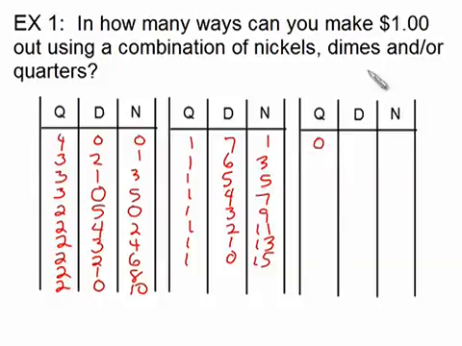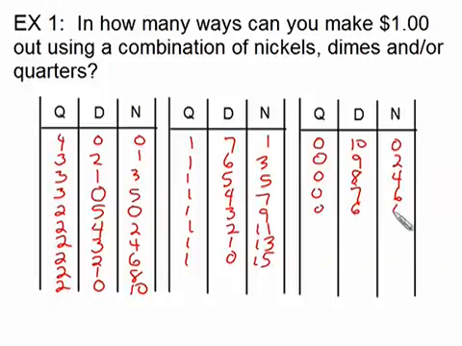Well, the most we can have for dimes to give myself $1 would be 10 dimes, and that would leave me with no nickels. Or I could have 9 dimes, which would then trade to 2 nickels. Or I could have 8 dimes with 4 nickels. I could have 7 dimes with 6 nickels. I could have 6 dimes with 8 nickels. Again, I'm counting down the dimes, and every time I remove a dime, it changes to 2 nickels.